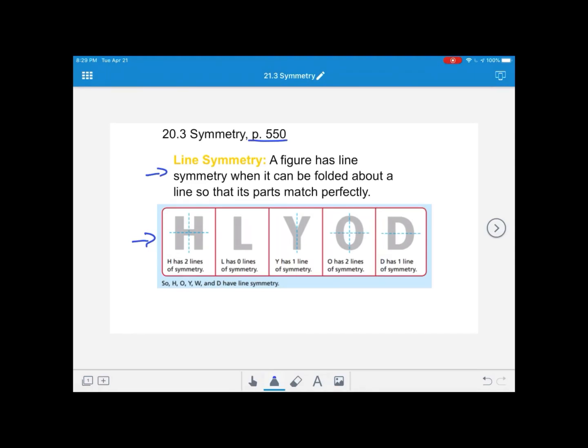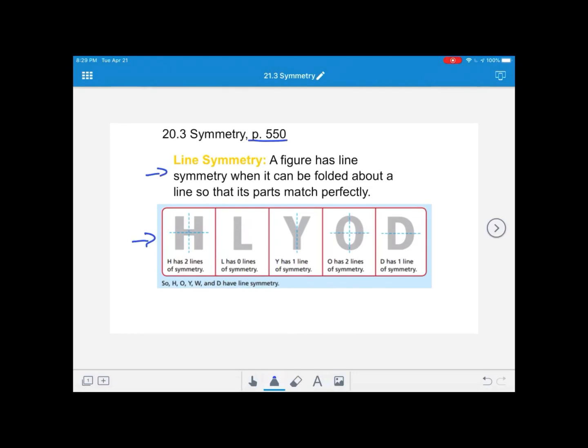So, for example, in these letters H, L, Y, O, D, only a few of them have lines of symmetry, and some of them don't have lines of symmetry when they're folded vertically, but they do horizontally, or they do have it vertically, not horizontally, and vice versa.